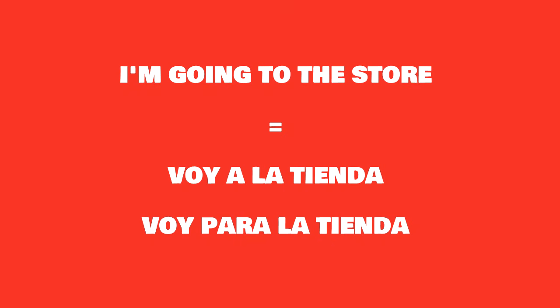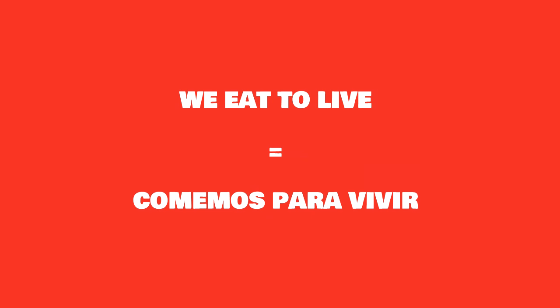I'm going to the store could be said voy a la tienda, but it could also be said voy para la tienda. Both sentences mean the same thing, and both are pretty common. It works like this with purpose too. We eat to live. That's saying the purpose of eating is to live. In Spanish, that would be comemos para vivir. This is a very common way to use para.